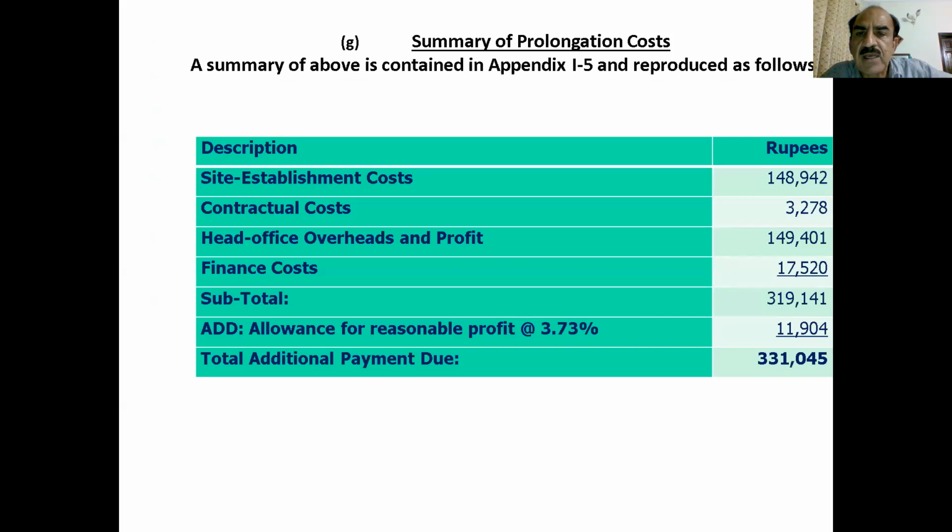So this gives us a summary of the prolongation cost contained in items 1 to 5. The site establishment cost is 148,942. Contractual cost is basically the cost of various bank securities, then the head office overheads cost, and then the finance cost. The total then is 319, and then allowing some percentage depending on the nature of the project, the total amount due is 3,31,045, which is the total cost due to the prolongation of the project.